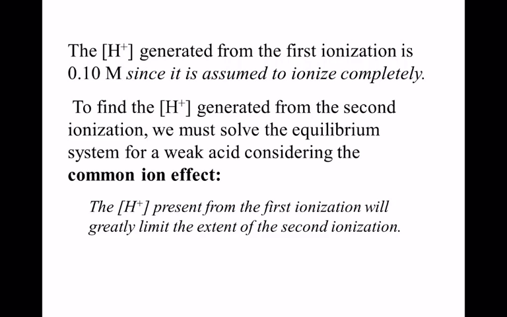So the ICE table is going to look like this. I'm not going to rewrite that, but I'm just going to make my columns. This is the reactant, HSO4-, our weak acid. Then we have a column for our hydrogen ion, the product, and a column for our sulfate ion. We have initial, change, and equilibrium.